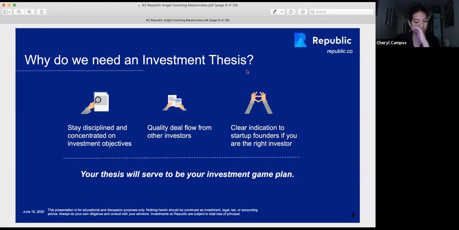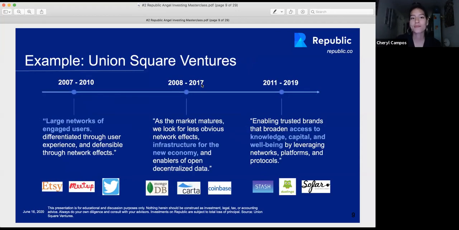So your thesis will serve as your investment game plan. Let's take an example. We have here Union Square Ventures, which is a really well-known top-tier VC. Their investment thesis has changed over the course of the years. From 2007 to 2010, they said they wanted large networks of engaged users, differentiated through user experience and defensible through network effects. So this essentially was their thesis, succinctly, as to what they were looking for in order to invest.